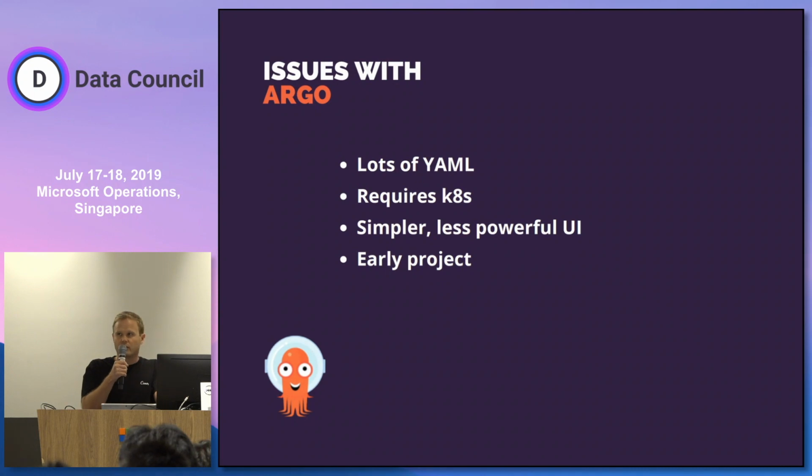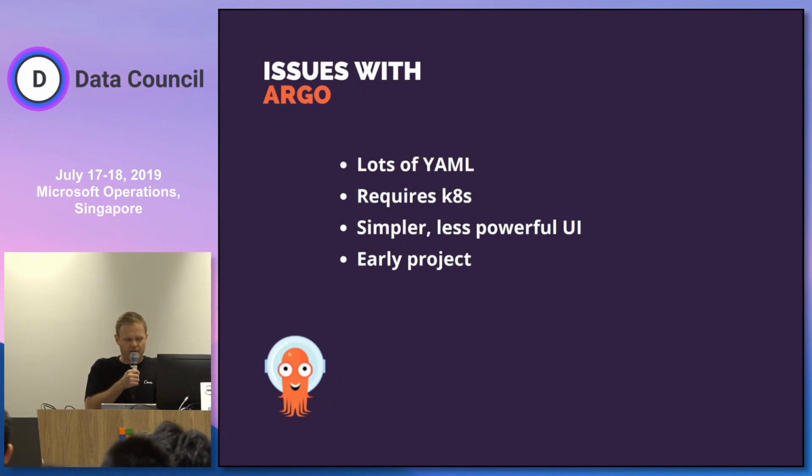Of course, no tool is a silver bullet, and there are issues with Argo as well. One issue with Argo is the immense amount of YAML you have to deal with. Anybody using Kubernetes knows the management and templating of all this YAML gets very messy very quickly. Argo also requires Kubernetes. This is a high amount of complexity in itself and isn't for everyone.